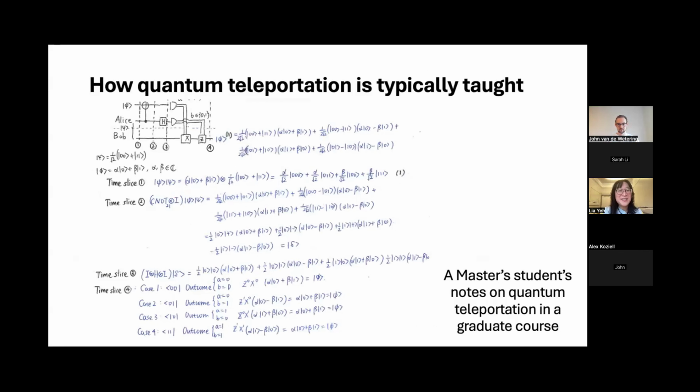In this slide, we have the great fortune to thank Sarah. These were Sarah's notes when she took the University of Waterloo's master's course as a master's student. This is how she calculated the process of quantum teleportation: the circuit on the top left, and then verifying that it does indeed teleport the input quantum state, whichever it is that Alice had.